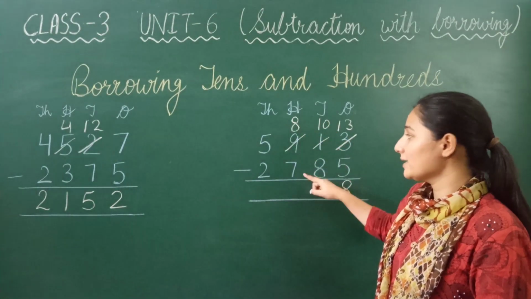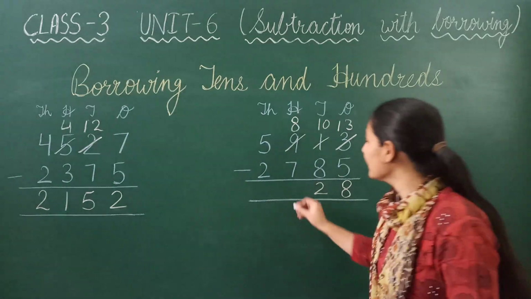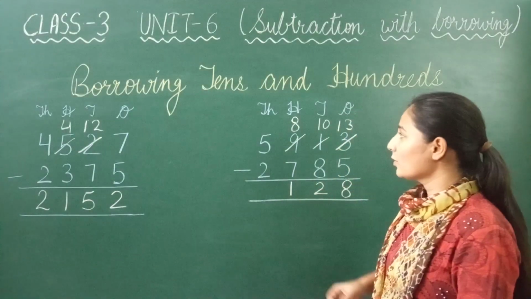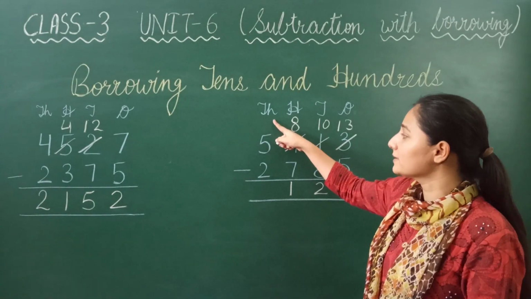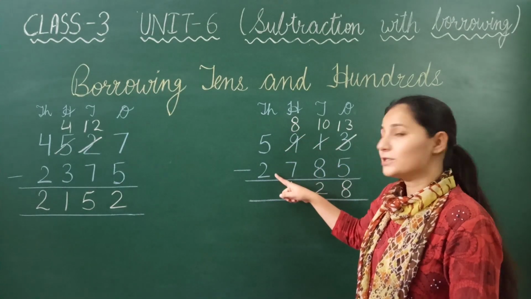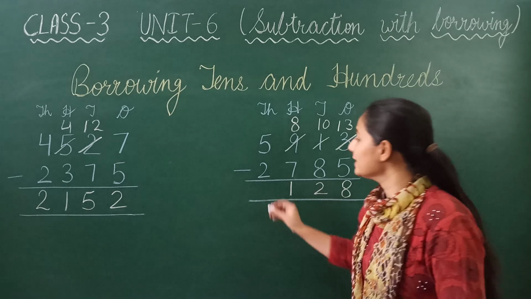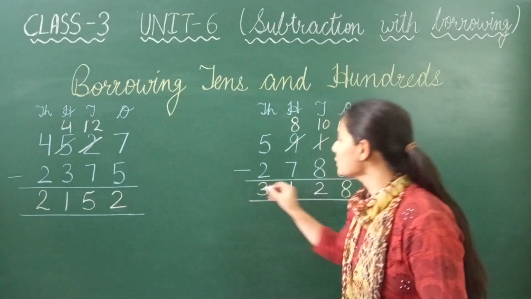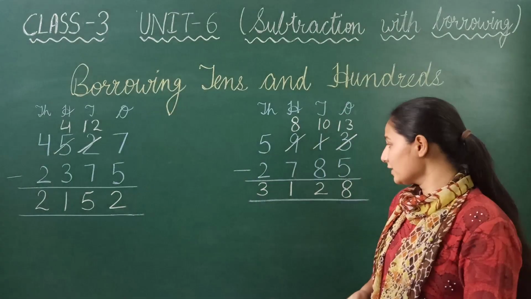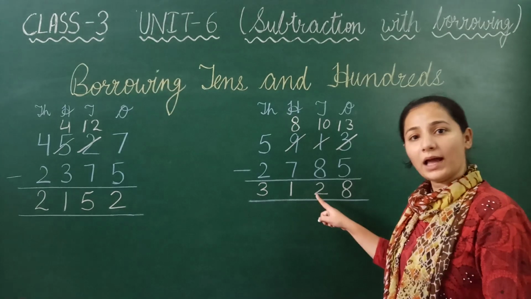Now let's subtract 100 place digit. What is 8 minus 7? Yes, it is 1. Now let's subtract thousands place digit. Now what is 5 minus 2? Yes, it is 3. So our answer is 3128.